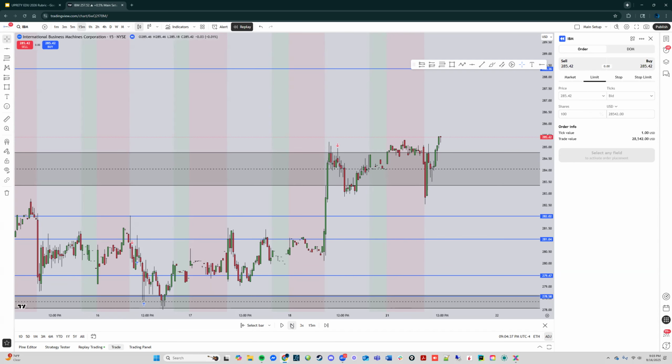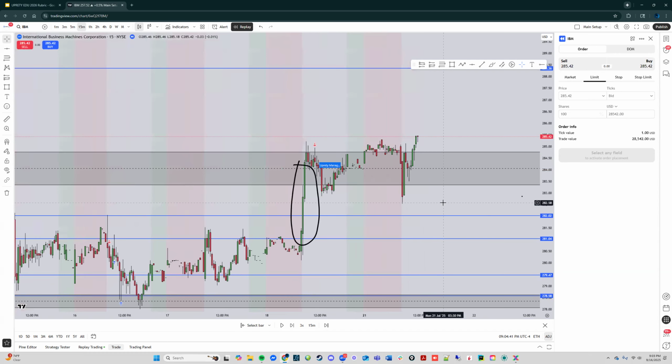Okay, let's do a recap here. Equilibrium imbalance was the play there, 100%. This would have been a great play, something that I would have taken as well. This is a play that we call an opening drive.